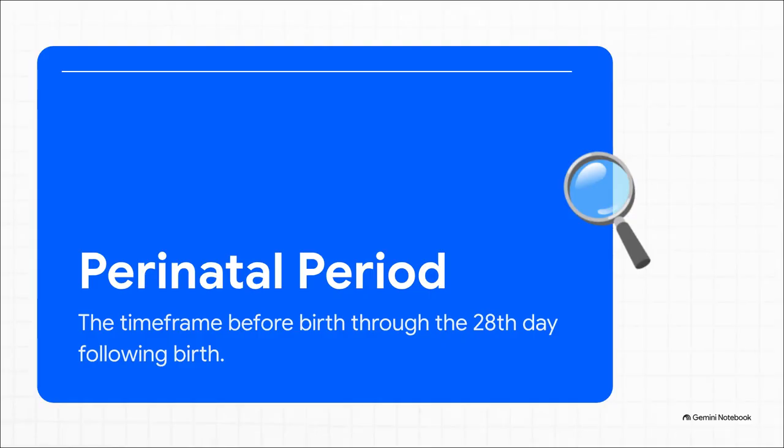Okay, so CMS is super rigid about this. By official guidelines, the perinatal period is specifically the time frame before birth running straight through the 28th day following birth. That's the window. If a condition originates right there in that specific time frame, it officially belongs to Chapter 16, which means we're dealing with P codes.